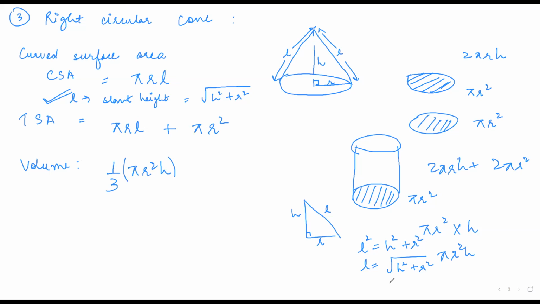Pi r square h is the volume of the cylinder. It is 1/3 of that volume. Oh, it's time for my next class. Now please quickly write down 2 more formula. I'm done. Yeah. Okay.